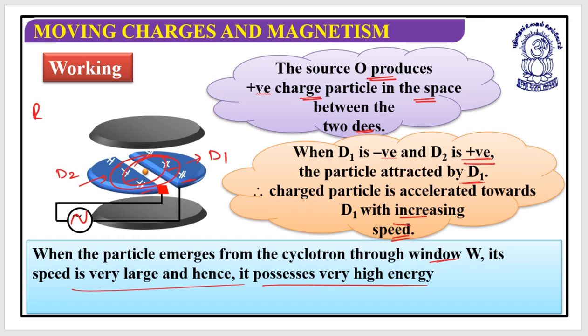Every time, you understand that your radius is increasing, and radius is equal to mv by qB. So if your radius is increasing, it is your velocity which is increasing, and that's why you use the cyclotron, because you want a high speed particle, as it has a higher amount of energy. I hope this is clear.